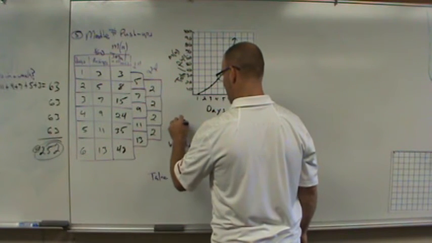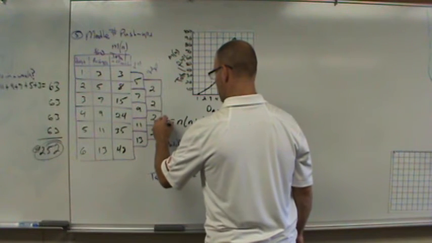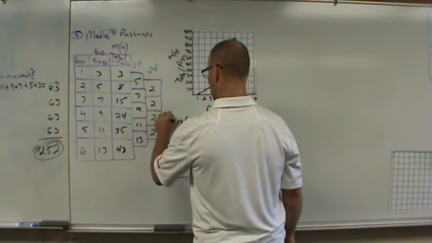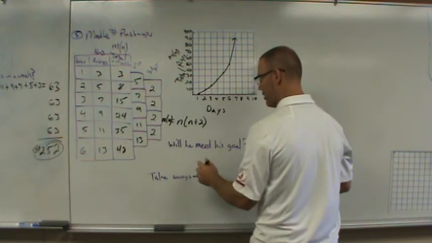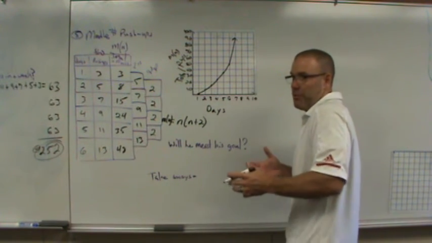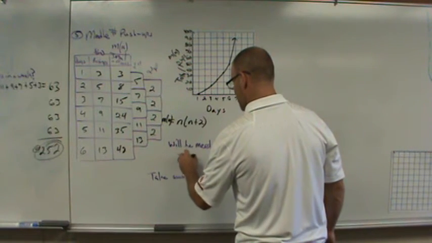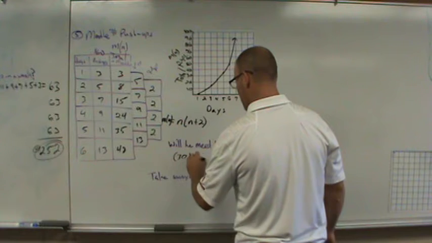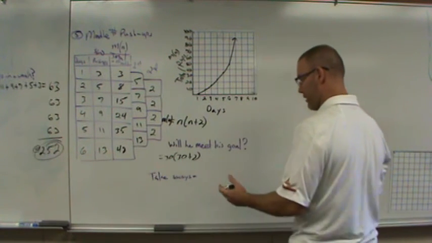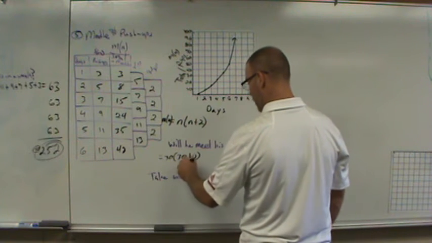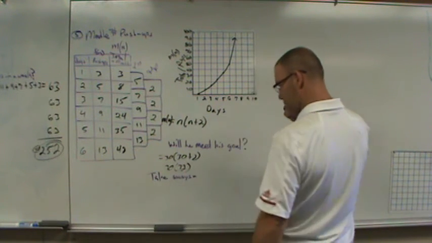So if we have an n times n plus 2 situation, is he going to meet his goal? And this would be m of n. Is his goal going to get met? Remember, his goal is to do 500 in a month. 30, 31 days, I really don't care how you look at it. Let's look at 30. If 30 is the number of days you have stuck in your mind for a month, 30 plus 2 is 32. 32 times 30. What is 32 times 30?